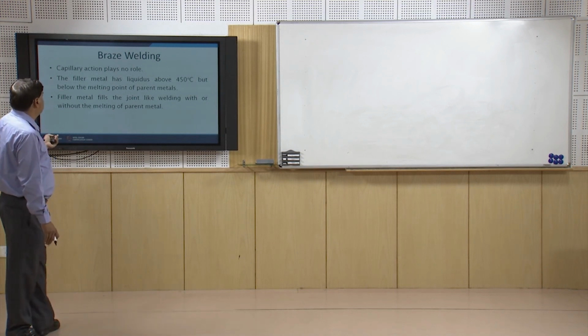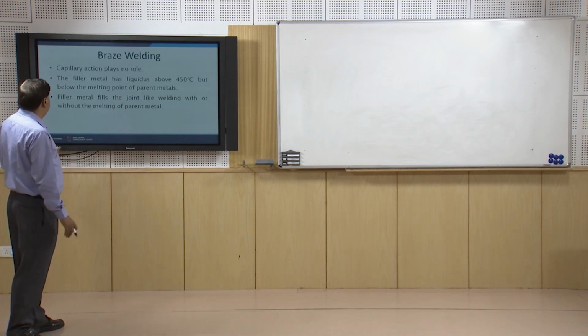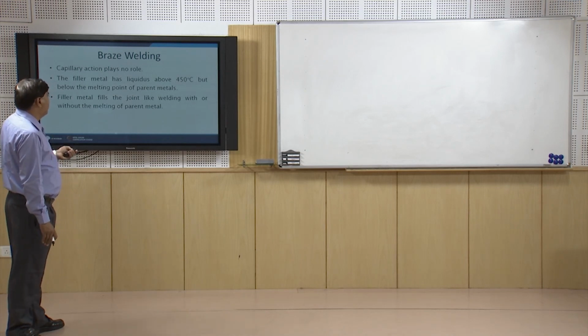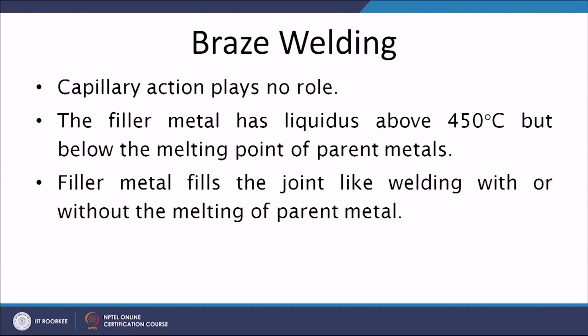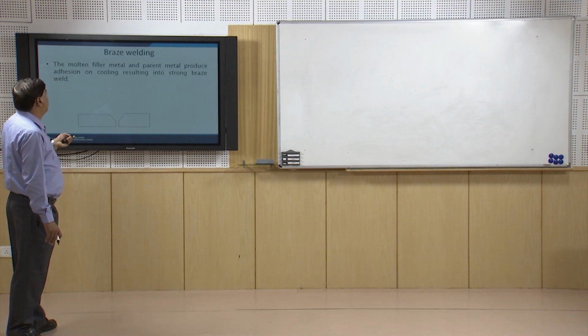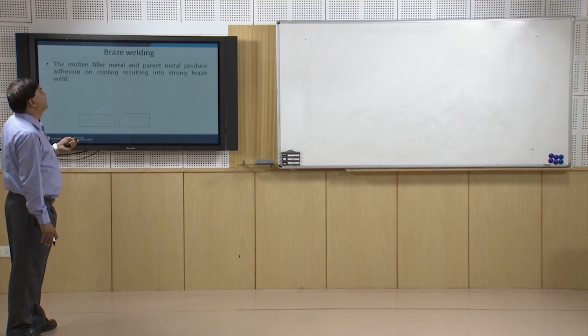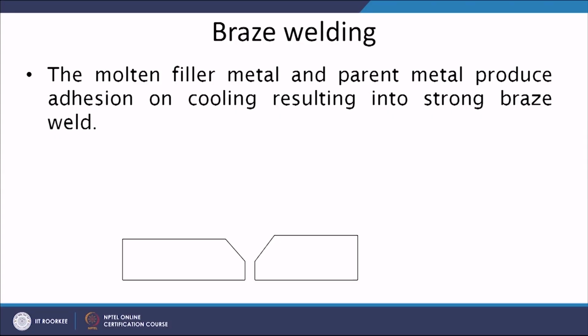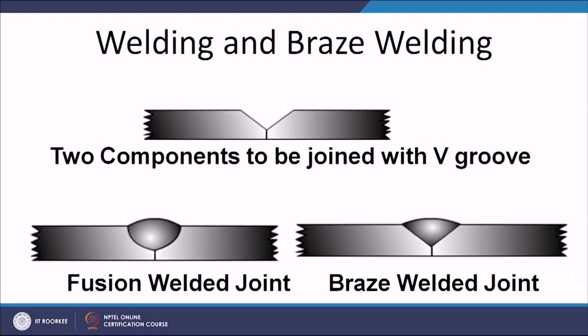Capillary action does not play any role, and the filler metal has a liquidus above 450, but below the melting point of the base metals, and the filler metal fills the joint like welding, with or without melting of the faying surfaces. So, melting of the faying surfaces hardly takes place, and the molten filler metal and the parent metal produce the joint by adhesion on cooling, resulting in a strong braze weld. This is what I have explained.